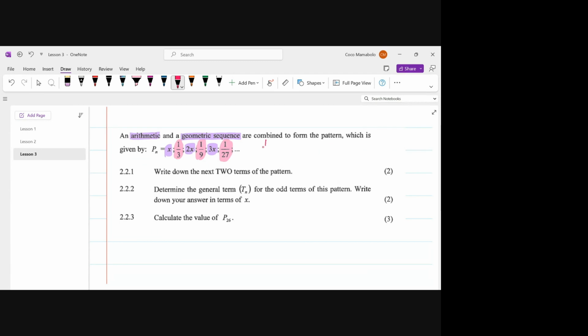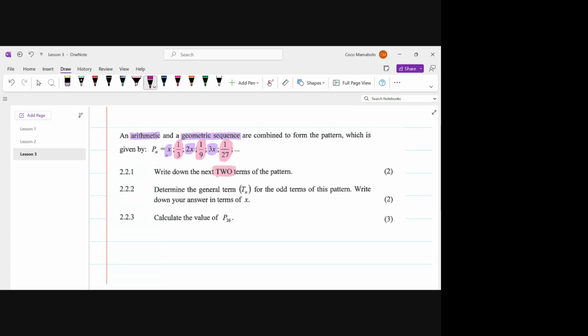So we can try this out. 1 over 9 divided by 1 over 3 is going to equal 1 over 3. 1 over 27 divided by 1 over 9 is going to equal 1 over 3. So we know that the pink one is our geometric sequence. All right. The first question says, write down the next 2 terms of the sequence.